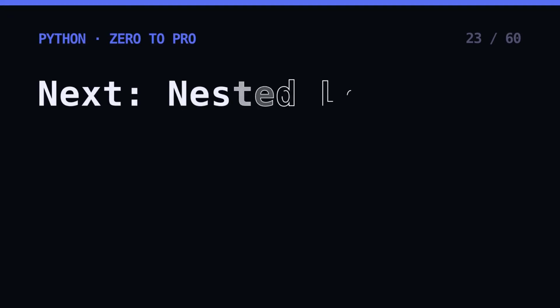Loop from 1 to 20. Skip every multiple of 3 with continue, and break out completely the first time you pass 15. Go build it. Next up, putting a loop inside a loop. Grids, tables, and every combination of two things.